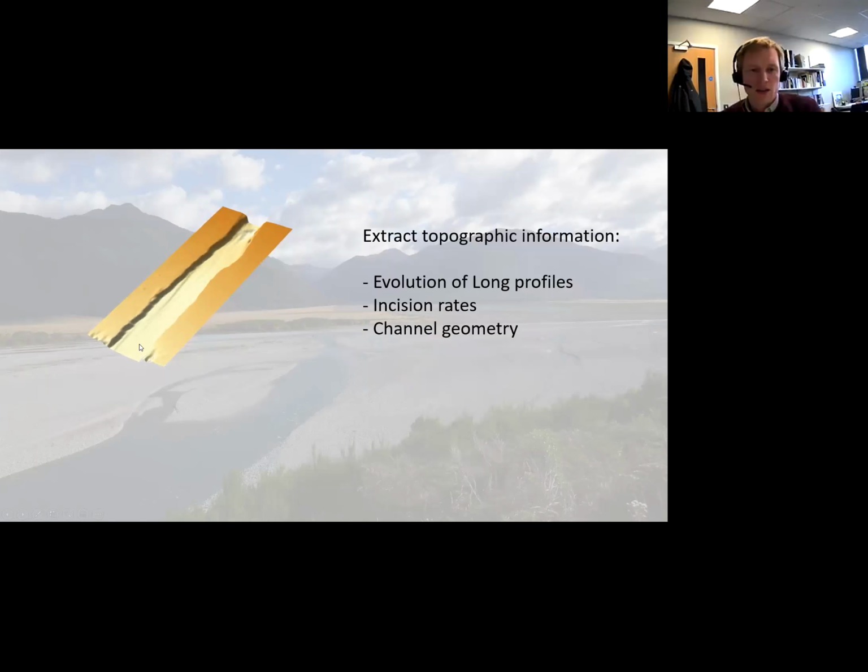So there you saw there was an upstream migrating nick point initially where we dropped the base level to channelize the flow, and then this is an experiment where we start to change the sediment supply, and you can see the response to the channel. That's not actually what I'm going to be talking about today, but just kind of showing how these high resolution images show how the topography is changing.